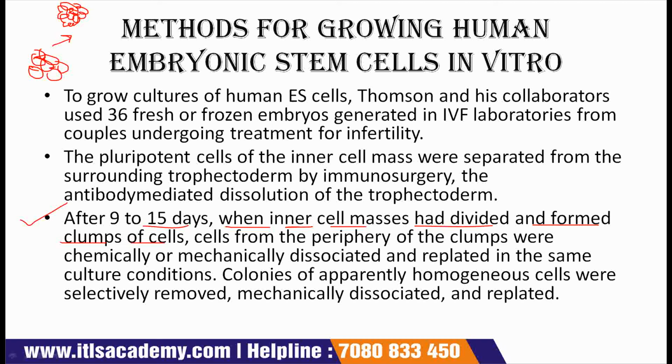Here, cells from the periphery of the clumps were chemically or mechanically dissociated and replated in the same culture conditions. Colonies of apparently homogeneous cells were selectively removed, mechanically dissociated, and replated. After all these steps, these cells were expanded and passaged.